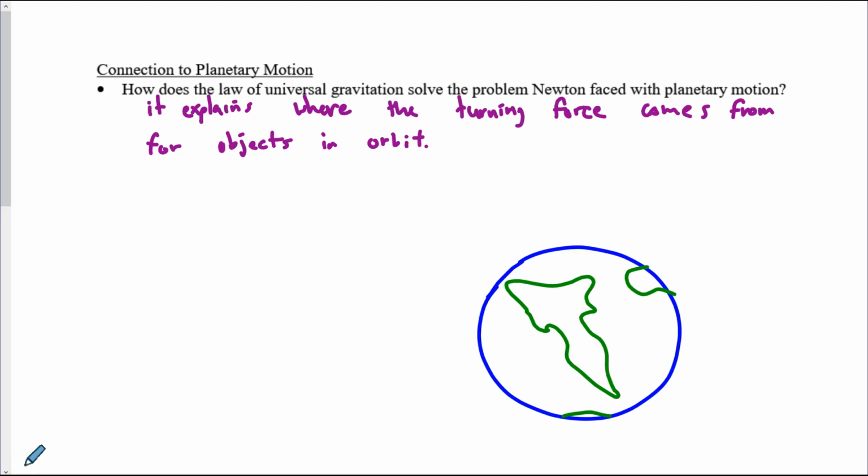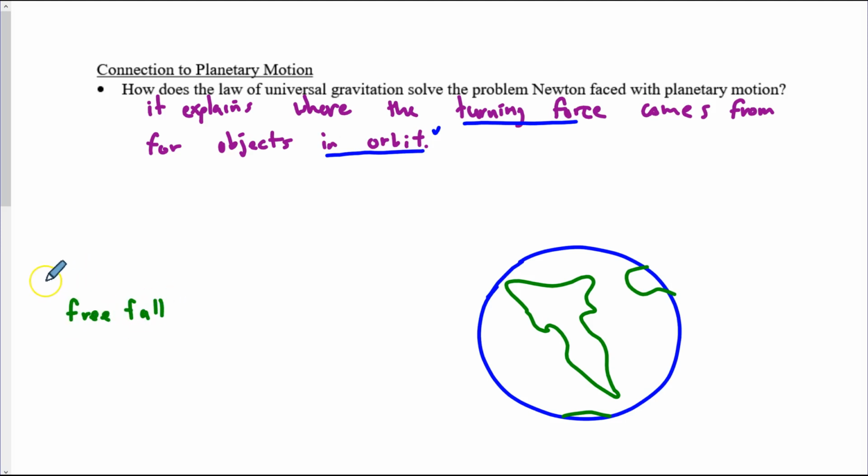So this law solved a big problem that Newton faced. The law of universal gravitation explains where that turning force comes from for objects that are in orbit. Okay, so my question next is, does this mean the Earth is falling? Let's remember what it means to be in free fall.